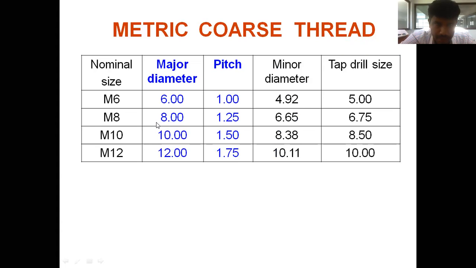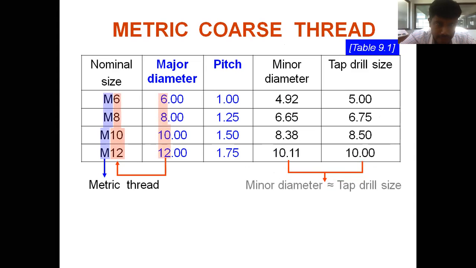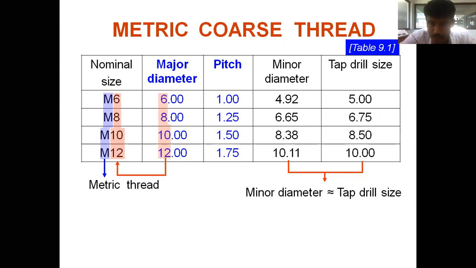Similarly M8. M8 means the diameter is 8 mm. The major diameter is 8 mm, the pitch is about 1.25, and the minor diameter is 6.65. Then we are going to use the tap drill size of 6.75. So M is for metric thread, and 12 here represents the diameter. The minor diameter is almost equal to what? It is the tap drill size.